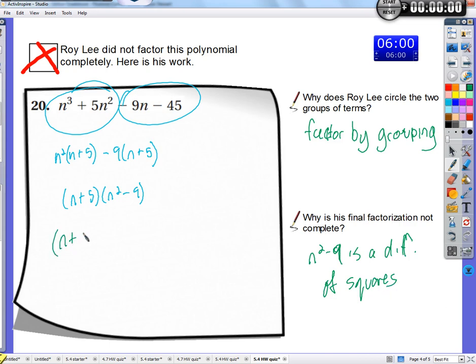So n plus 5, that's not going to factor anymore. How would n squared minus 9 factor? N minus 3 times n plus 3. Just keep in mind we have to multiply these together. If we had n squared times n squared, you get n to the 4th. So we'll bring down an n and n times n squared. Questions so far?